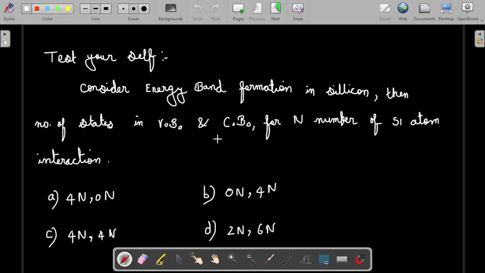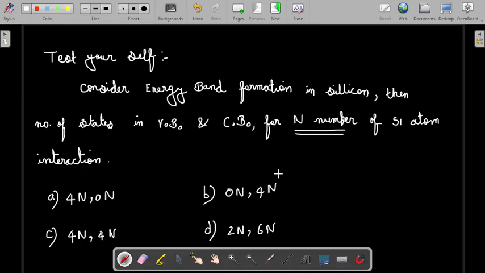So today, in order to test your knowledge, I have prepared one small question for understanding purposes. The question is: consider the energy band formation in silicon, then the number of states in the valence band and conduction band for n number of silicon atoms in interaction. So, given that n number of silicon atoms are coming into interaction, pause the video here and try to answer. If you find the answer, please post in the chat or comment section.